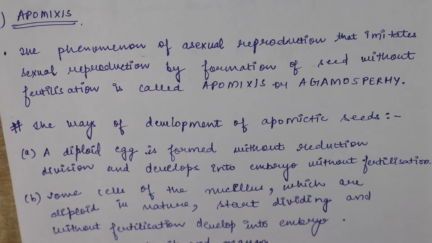Means ek tarah ka ye asexual reproduction hota hai, jo sexual reproduction bhi karwa deta hai, lekin wo formation ho jati hai seed ki bina kisi fertilization ke, so that is known as apomixis.